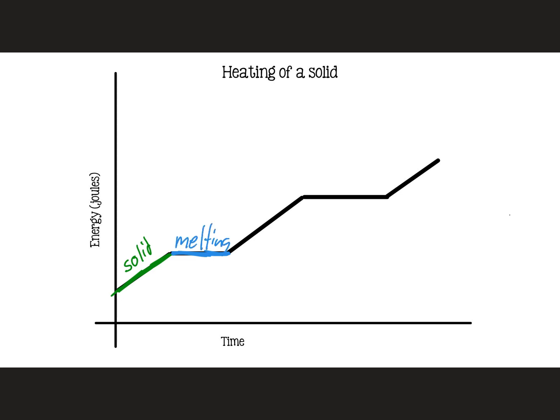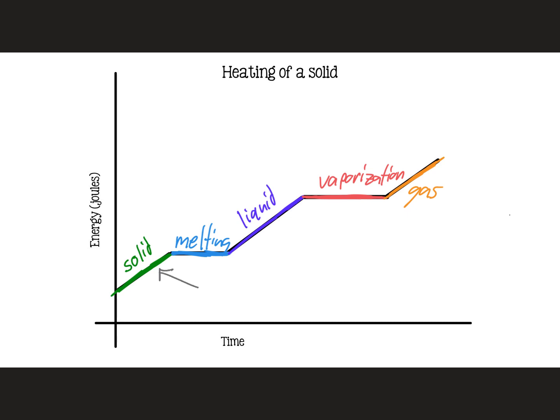Once all of the solid has been changed to liquid, we can now start increasing the energy or the temperature of the liquid. And we're going to do that here until we reach this point and switch to a plateau again. At that plateau, we are going from a liquid to a gas, so vaporization occurs. Then we get to this point and we have all gas as the energy starts increasing again.